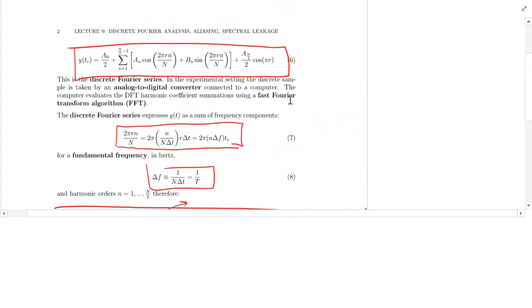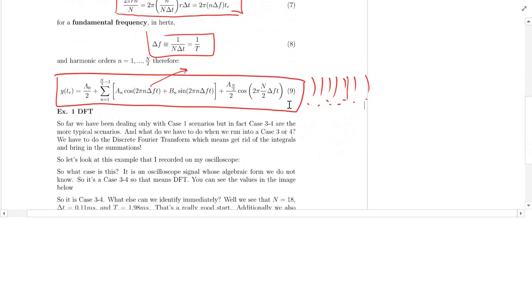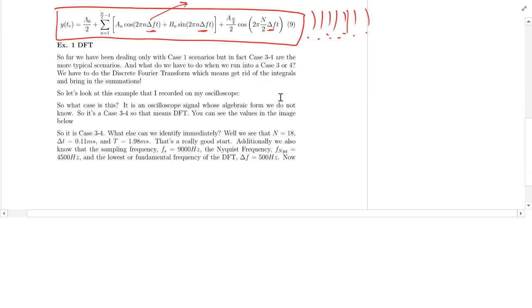So this is a nice expression, but the key difference here is it gives you this delta f. Delta f is a critical parameter. It tells us a lot about our signal. We want to be able to pull that out when we want. So let's do one quick example of how you actually calculate a discrete Fourier transform.